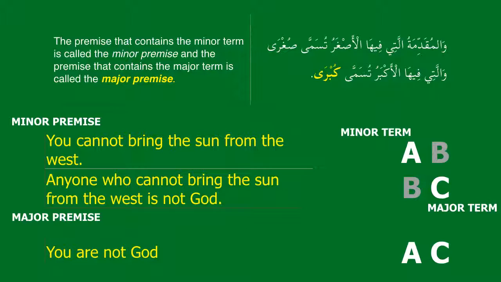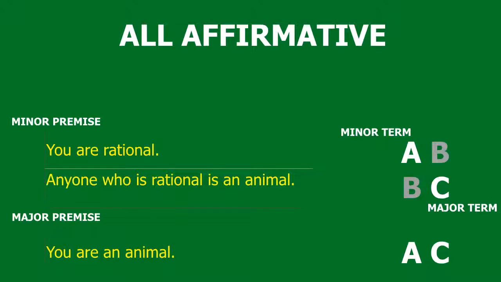This is an exact translation of the Arabic. In Arabic, the minor term is called sughra, which means the smallest term. The major term is called kubra, which means the biggest term. And the middle term is called awsat, which means somewhere in between the biggest and the smallest. In order to understand why these terms get their names, we need to consider the affirmative form of the categorical proposition. So we're going to make all of the propositions affirmative.